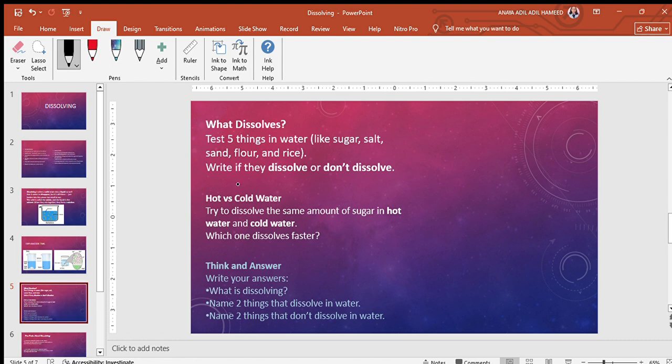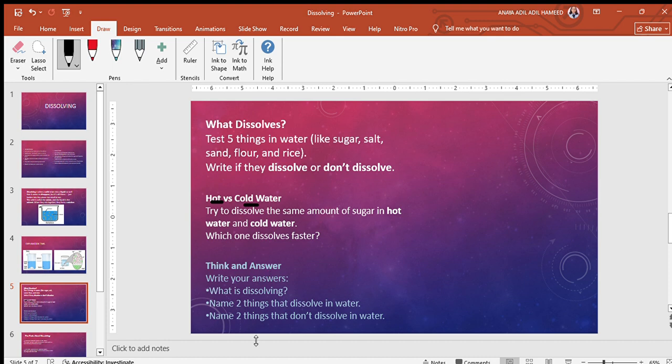Next slide. What is dissolving? What dissolves? Test it. These are some questions you can do. You're going to test whether things dissolve or not. Hot versus cold water: you're going to take some sugar in hot water and see if it dissolves, and then take some sugar in cold water and mix it. In which does it dissolve faster, hot or cold?